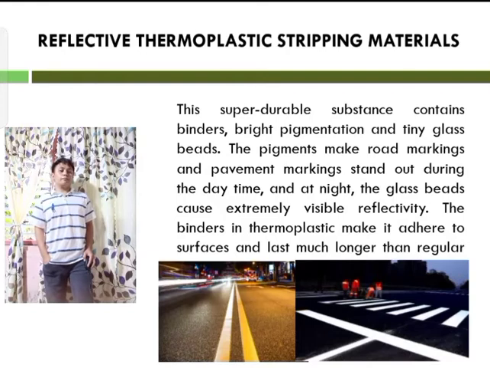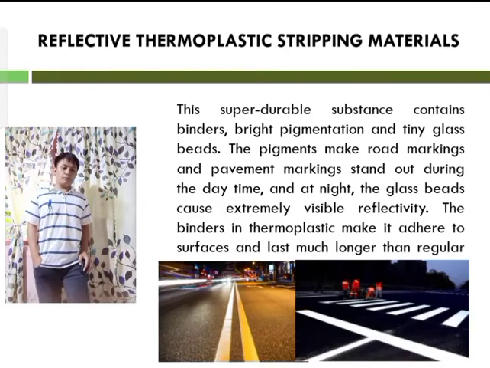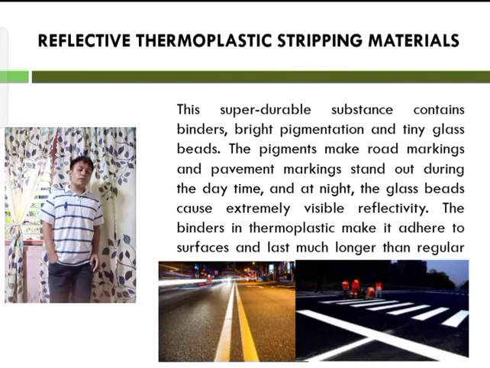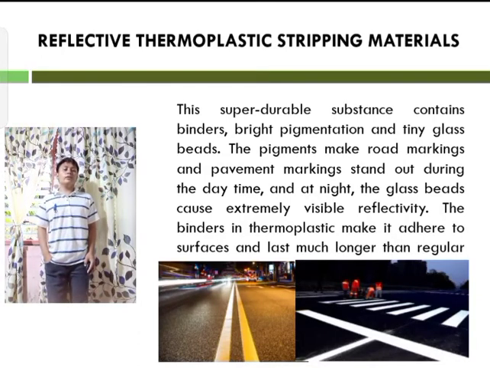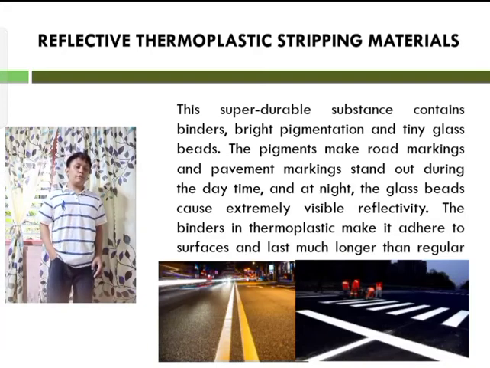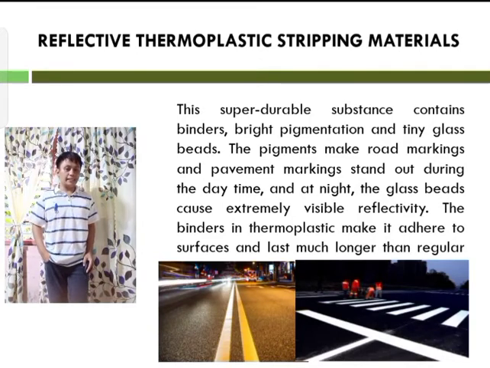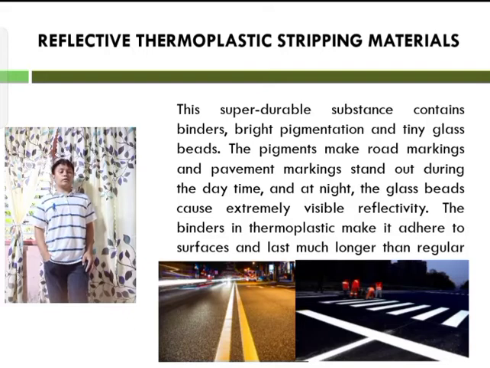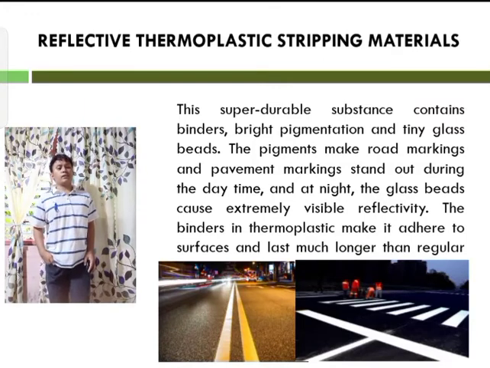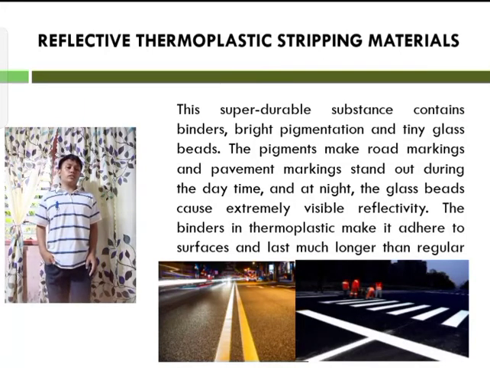On the other hand, the binders in thermoplastic make it adhere to the surface and last much longer than regular paint. By looking at this picture here, we can say that we already have knowledge about the reflective thermoplastic stripping material since this picture is very familiar to us. I think these white lines here are for pedestrian purposes, and this yellow line here is placed at the center of the road. Both the yellow and white colors have different functions on the road, so it is basically important to know their functions as well.